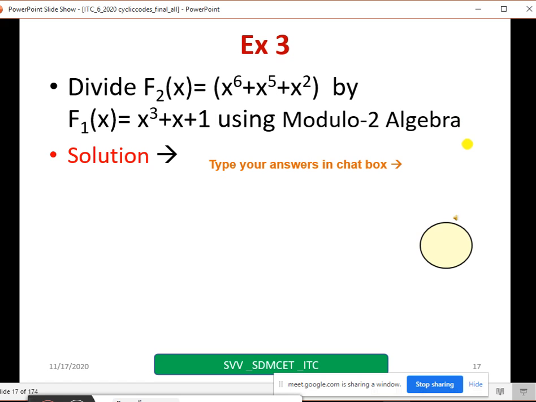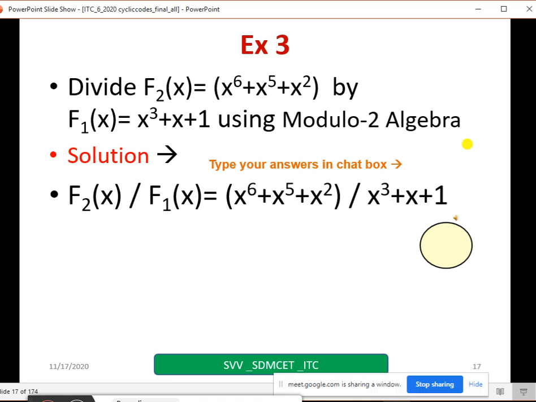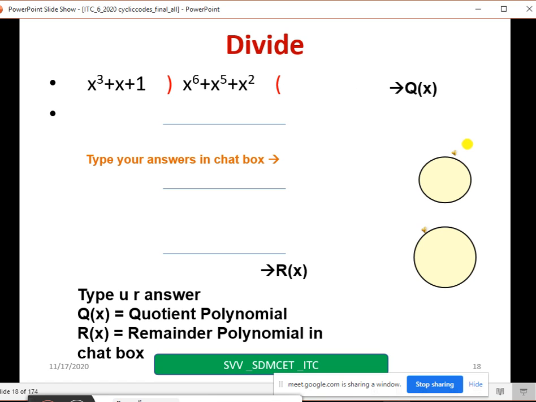Divide f2 of x by f1 of x. It's like a normal division, but you have to use modulo 2. Type your answer in the chat box. You have to type the quotient as well as r of x. You can type q, then any polynomial, r followed by some polynomial. Your time starts now. Take a minute or 2 or 3 minutes. I want you to type your answers in the chat box.